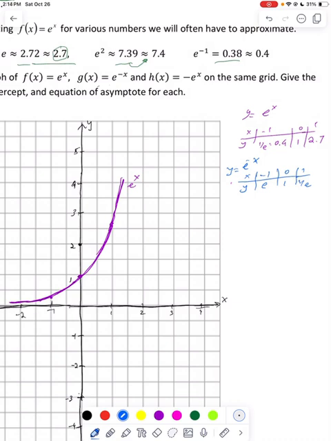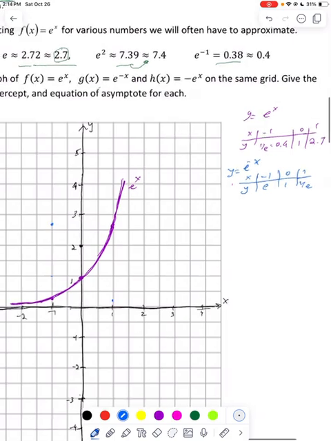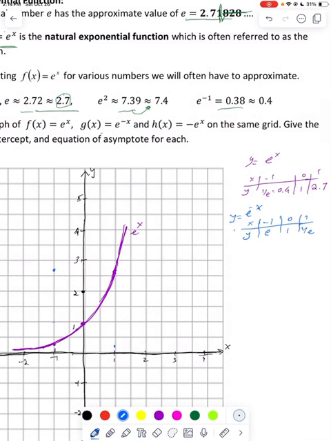At negative 1, sorry, it's going to be e, which is 2.7. At 0, it's going to be 1. At 1, it's going to be 0.4. So this is e to the negative x.